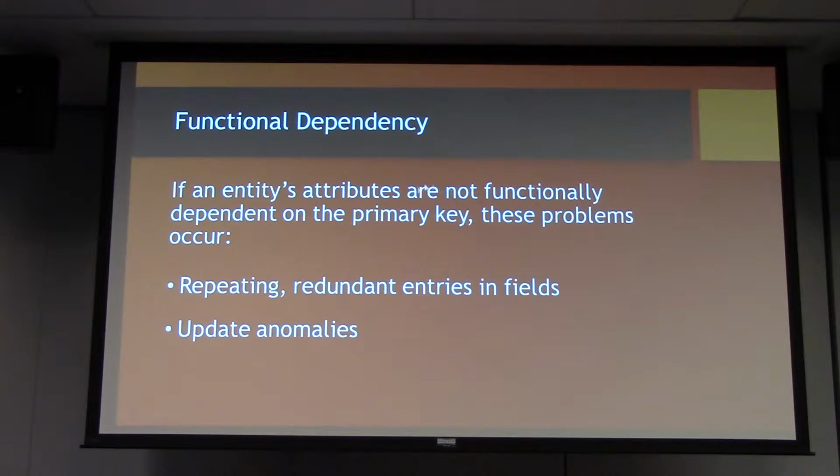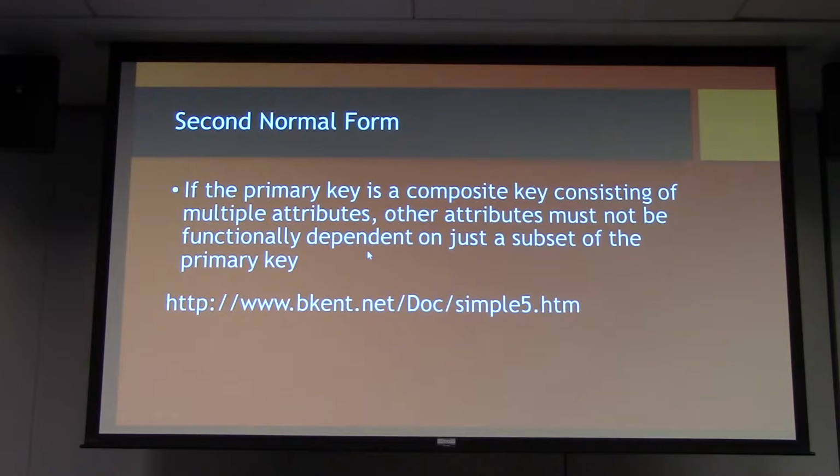If you have attributes that are not functionally dependent on the primary key, or they're dependent on other things, that's where you start to get repeating redundant entries in the fields, like Marge Simpson's name appearing multiple times, and you have issues like the one where she changed her name, and you have update anomalies. If the primary key is a composite key, you want to make sure that the other attributes are functionally dependent on the entire composite key and not just a subset of the key.